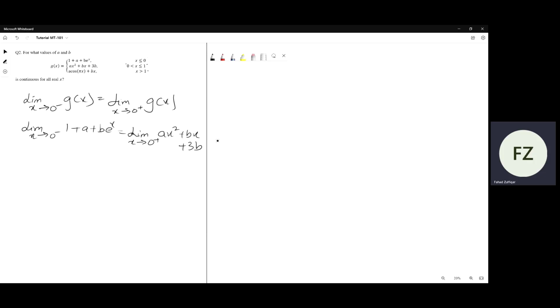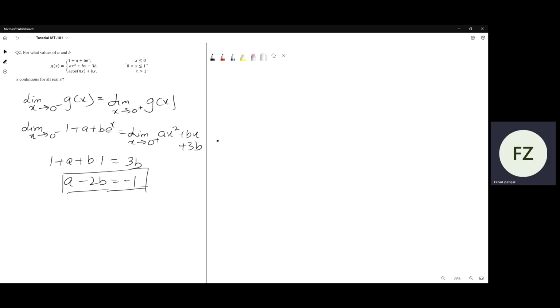So this will give us 1 plus a plus, since e to the power 0 equals 1, b times 1, equals, this will come out to be 0, this will come out to be 0, and we'll be left with 3b. So in the end, we'll be left with a minus 2b equals minus 1. That will be our first equation.